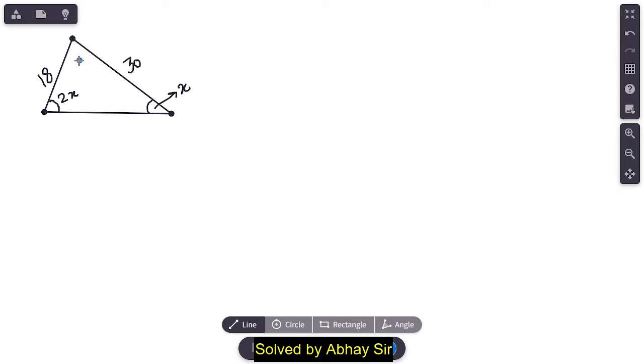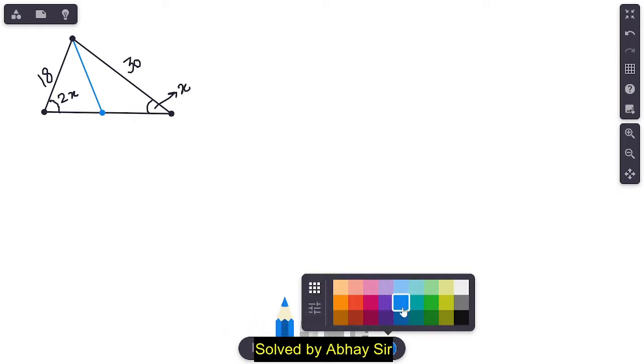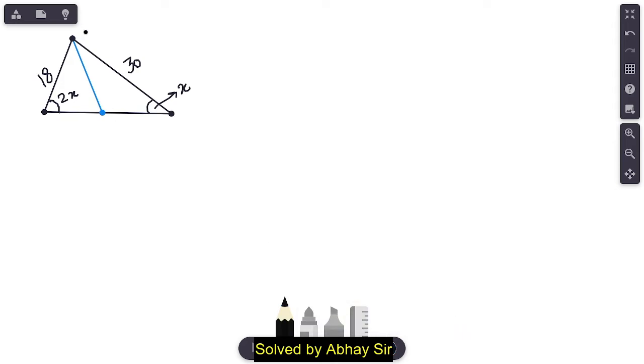First, we'll make a construction so that the line I just drew has length 18 and meets the base. Let me name all the points to avoid confusion: let this be A, this B, this C, and this D. The construction says that AB and AD are equal, so let this also be 18. We know the property of an isosceles triangle.